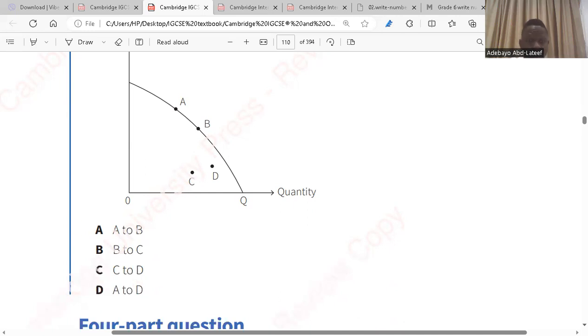B to A. No, wait. It's D to B. D to A. Oh, wait. C to B. It's C to B. I think it's C to B. No, none. It is A to B.